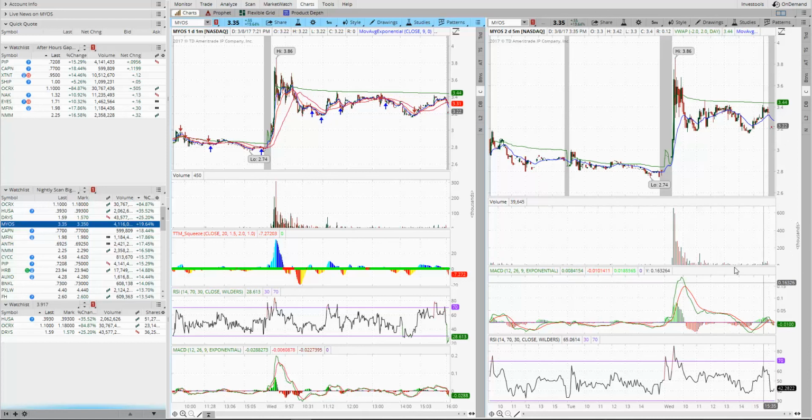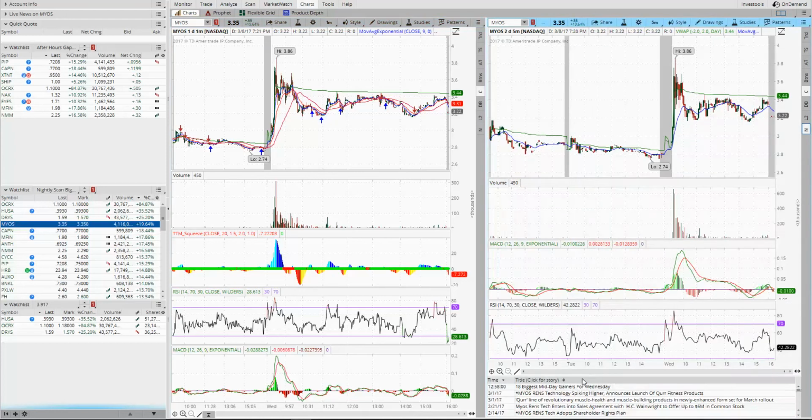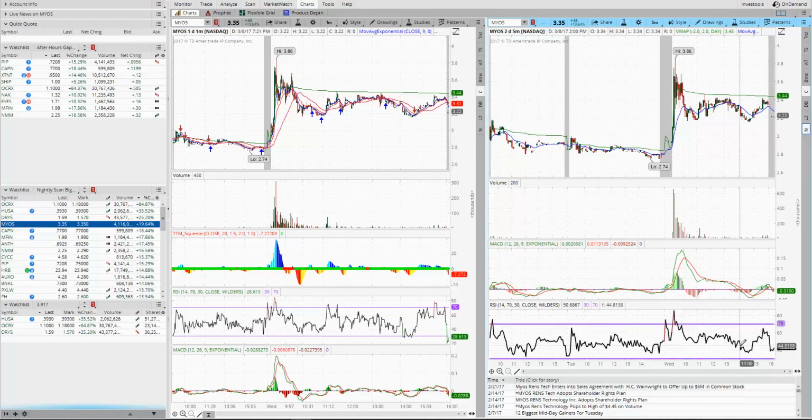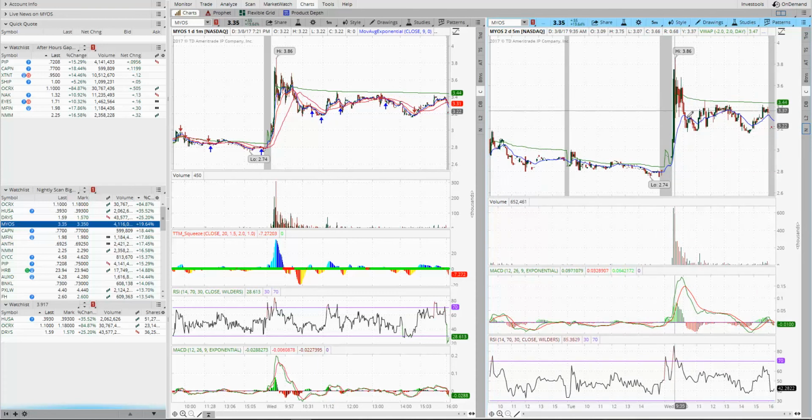Remember, when a stock moves on news, and I'm assuming there was some news here. So what was it? MYOS ran, tech adopts shareholders' rights plan. So there's some rights plan here, and that's what made it move. Tech enters into sales agreement with HC Warner to offer up 6 million common stock, and that's what made it move. Sometimes when stocks have news, they have multiple days where they can run at the open. It's possible that tomorrow this can move. I would expect it to probably be a good short tomorrow. It traded 4 million shares.